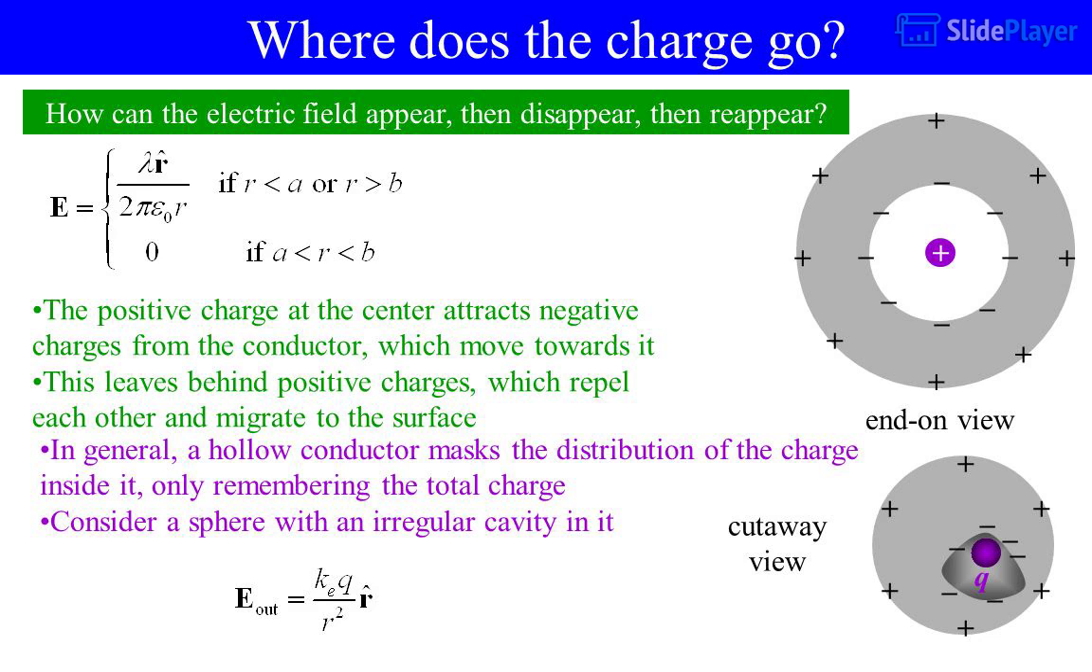Where does the charge go? How can the electric field appear, then disappear, then reappear? The positive charge at the center attracts negative charges from the conductor, which move towards it. This leaves behind positive charges, which repel each other and migrate to the surface. End-on view. In general, a hollow conductor masks the distribution of the charge inside it, only remembering the total charge.